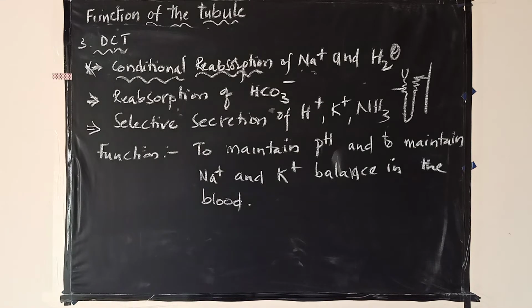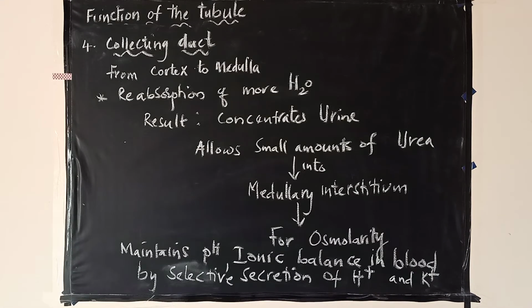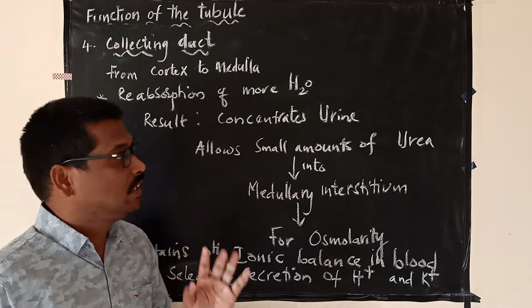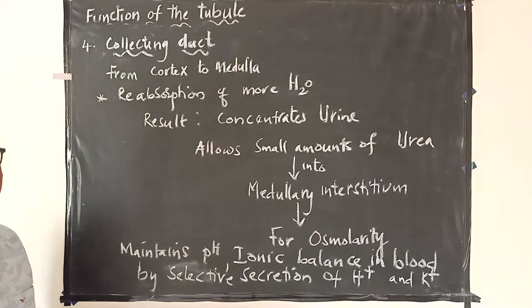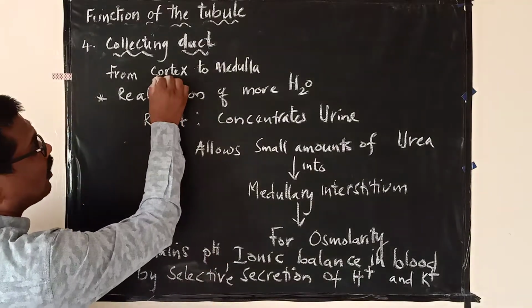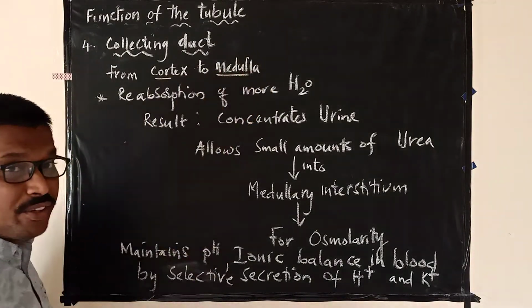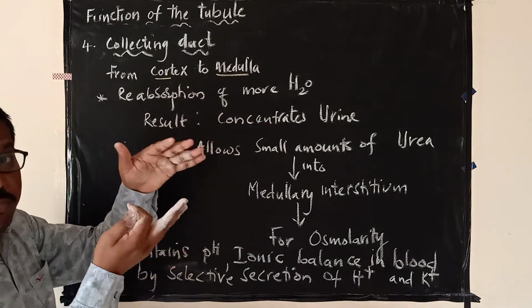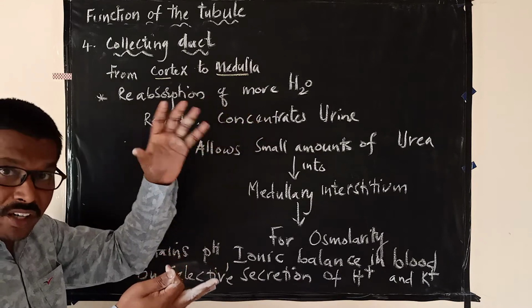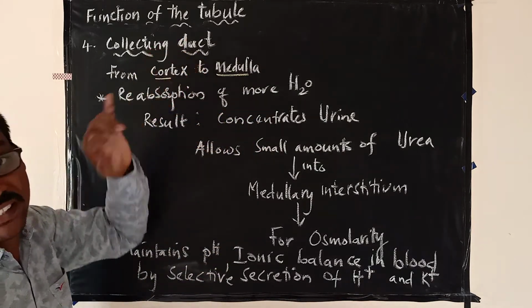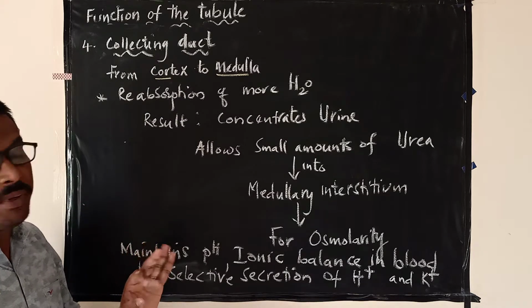And now we will see the next one, the last part of the nephron, the renal tubule: the collecting duct. The collecting duct is continued from the cortex to the medulla. So it is present both in part of the cortex region and part of the medullary region. The collecting duct will be present.